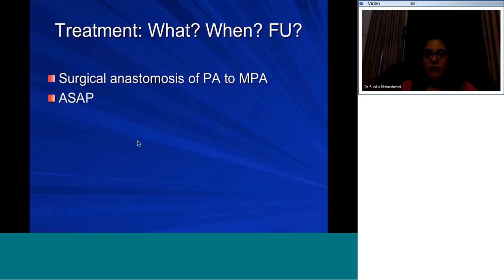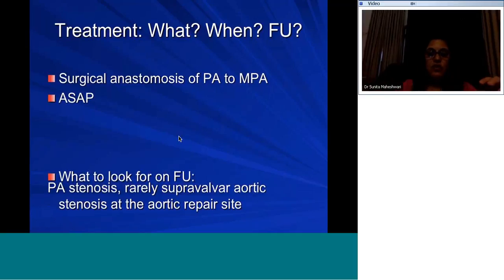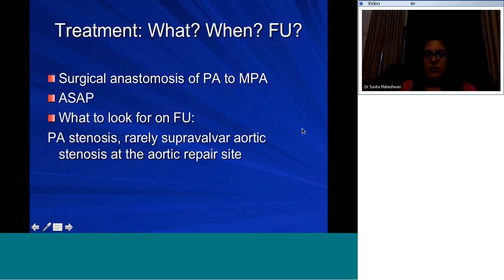And on follow-up, what do you look for after treatment of a hemi-truncus? You've taken off the PA from the aorta, now you've connected it back to the MPA. So you have to look for stenosis, pulmonary artery stenosis, supravalvular stenosis. Because where you repair the aortic area, you may have scarring or pulmonary artery stenosis.